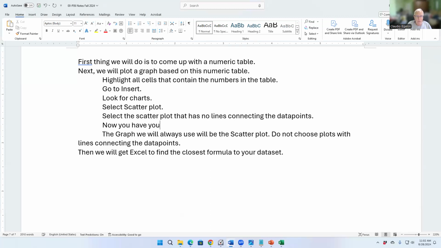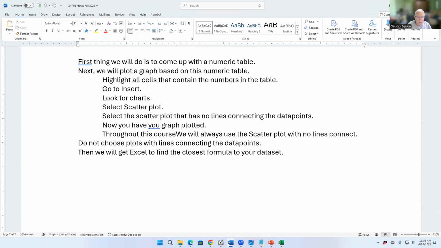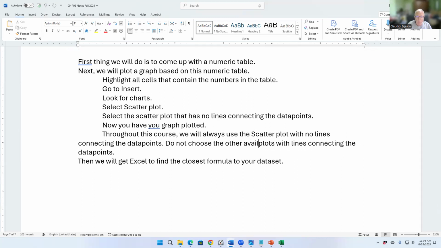Now you have your graph plotted. Don't forget, we will always use the scatter plot with no lines connecting throughout this course, right? We will always use the scatter plot with no lines connecting the data points. Do not choose the other available plots.